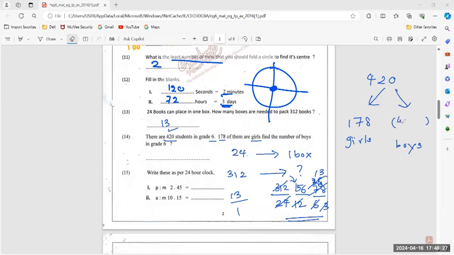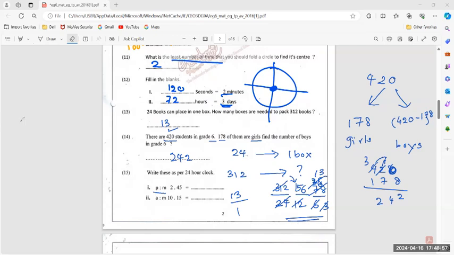So boys has to be 420 minus 178. So just subtract and see that. That's it. 420 minus 178. 10 minus 8 is 2. Here 1. 7 plus 4 is 11. 3 minus 1 is 2. So 242. Write this as per 24-hour clock PM.